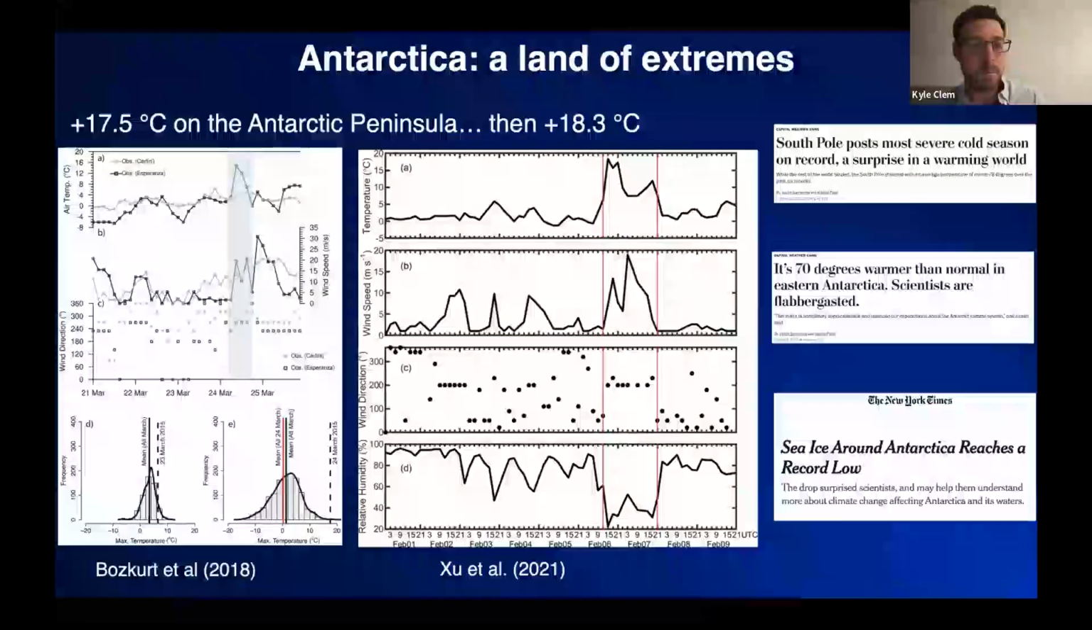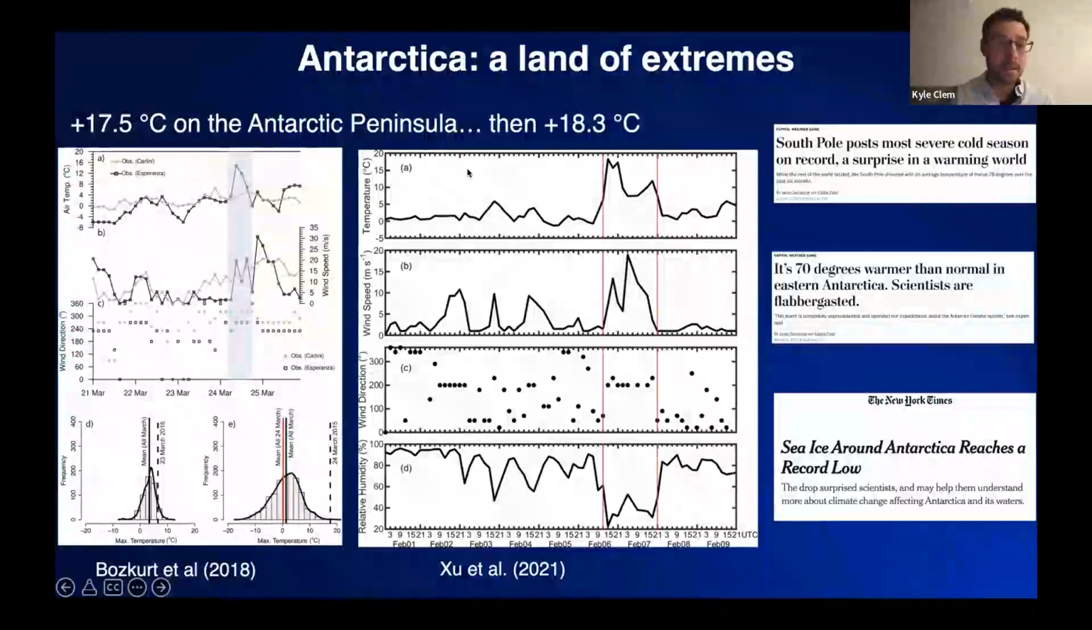Two of Antarctica's warmest temperatures ever recorded have occurred since 2015. These temperatures are remarkably warm, well above freezing, and they can lead to very intense surface melting. This includes the 17.5 degrees Celsius temperature that was observed on the Antarctic Peninsula on the 24th of March, 2015. We thought, wow, that was very warm. And then just a few years later, that was surpassed by 18.3 degrees Celsius in 2020. And then the records in the extreme events, they just keep coming.